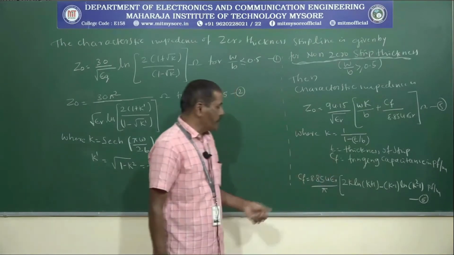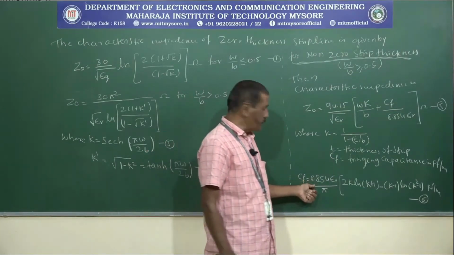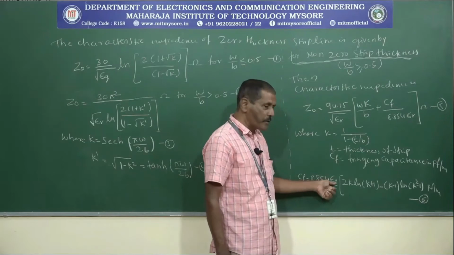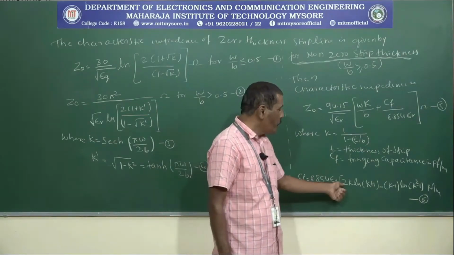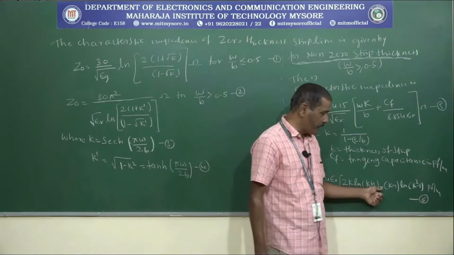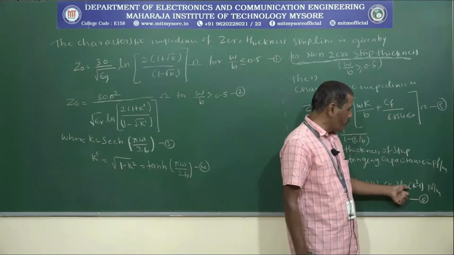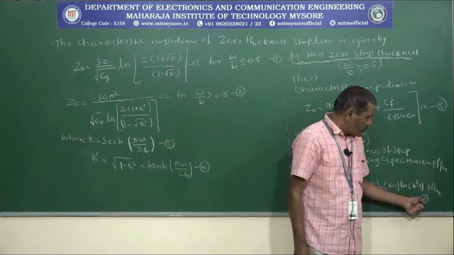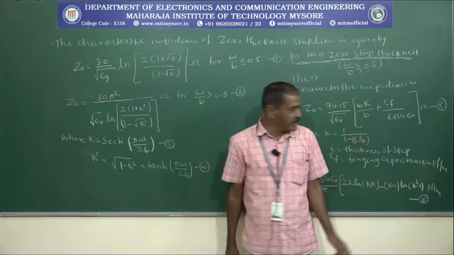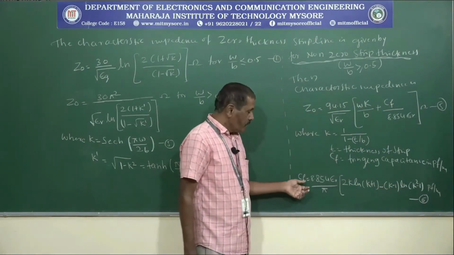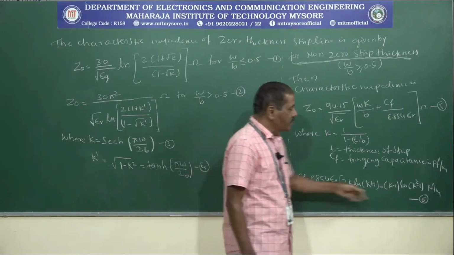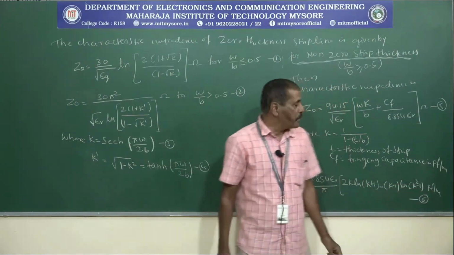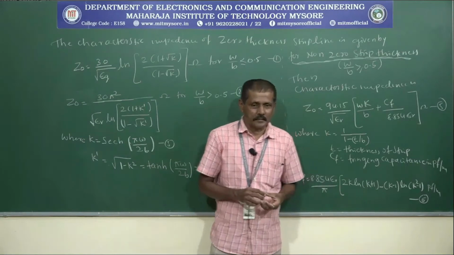Now, this fringing capacitance CF is calculated from the equation 8.854 epsilon r divided by pi into 2k log n of k plus 1 minus k minus 1 into log n of k square minus 1. We will call it equation number 6. This fringing capacitance is measured in picofarads per meter.